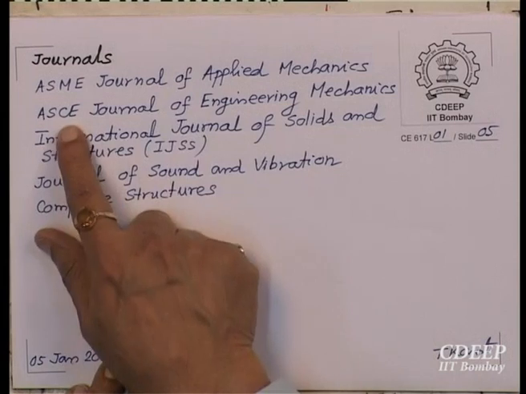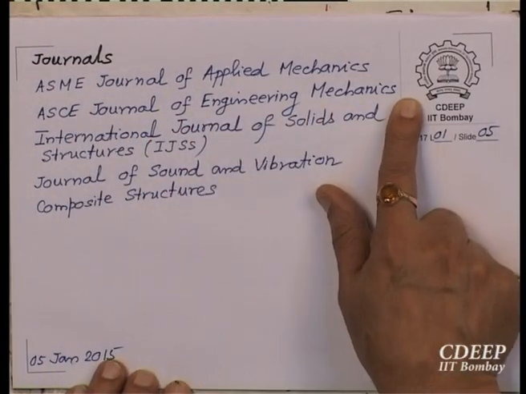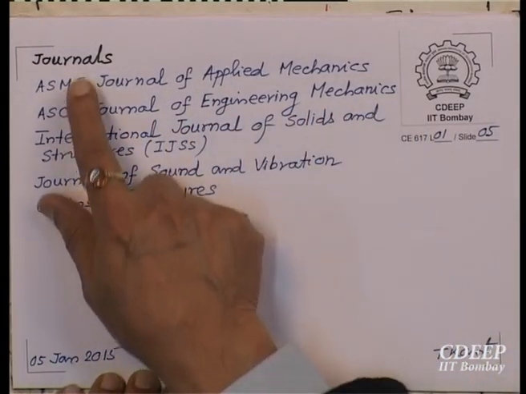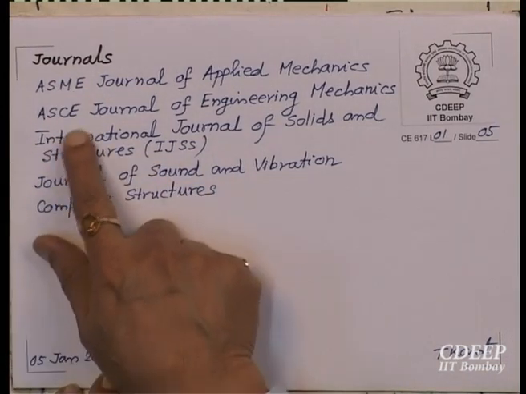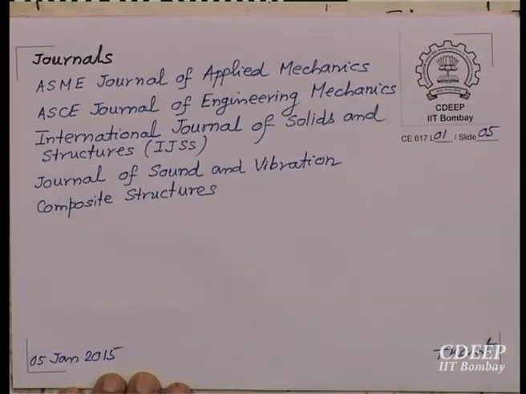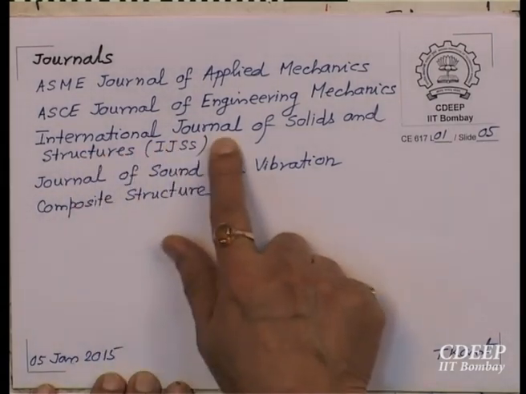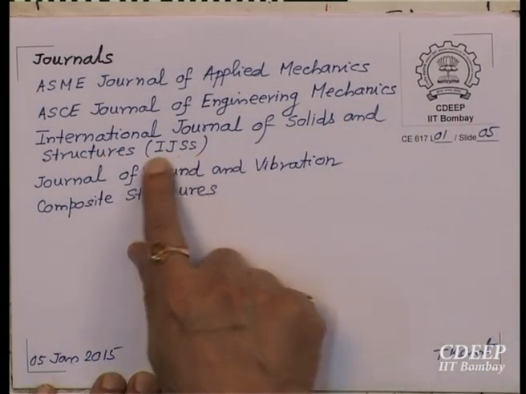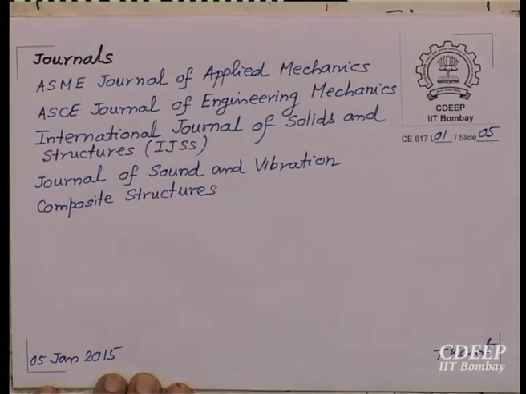Same thing about the next best journal, the ASCE Journal of Engineering Mechanics. ASCE publishes, just like ASME publishes, so many journals. This engineering mechanics journal publishes good papers. Then there is another journal, International Journal of Solids and Structures, in short it is called IJSS.